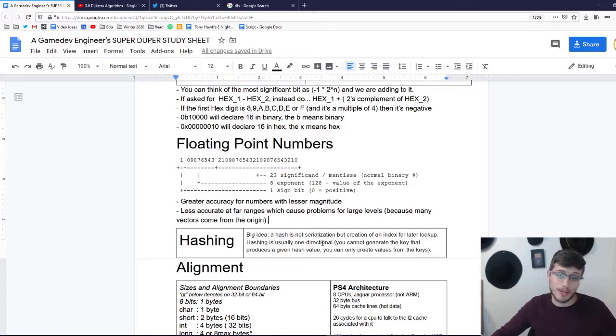Hashing is one directional, meaning that you can create a value from a given key, but you cannot generate the key from the value. You can't go backwards. This is a big problem, right? For example, in the God of War video game, a lot of the strings, you're just going to see the hash values, and there's no way for you to convert from a hash value to a string. So in a debugging situation, that can be pretty frustrating. So just keep that in mind. If you're working with hashes, there's no way to get from the hash to the actual value. You're going to have to look it up in whatever the table is.